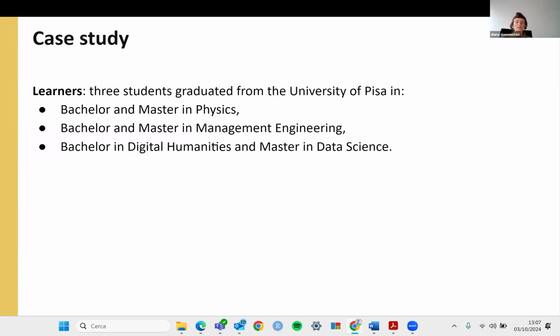Our case study considers three people graduated from the University of Pisa: one in physics, another in management engineering, and the third has a bachelor in digital humanities and a master in data science.